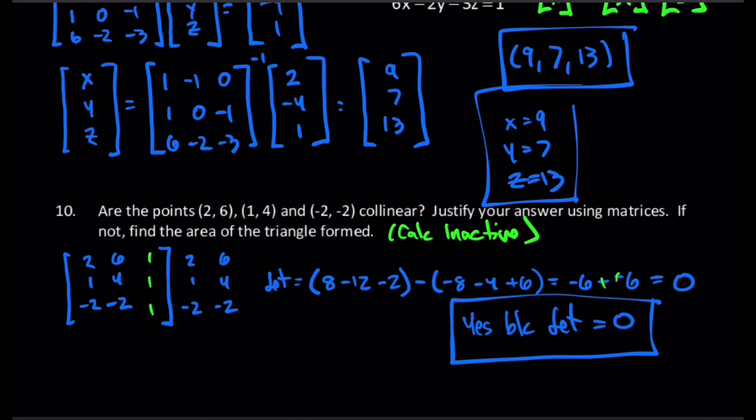Now, we didn't have to find the area because there is no area of a triangle, obviously, because the points are collinear. But if this is a non-zero number, remember, area of a triangle equals 1/2 the absolute value of the determinant. So you only have to do that if this is non-zero. Okay, last page.